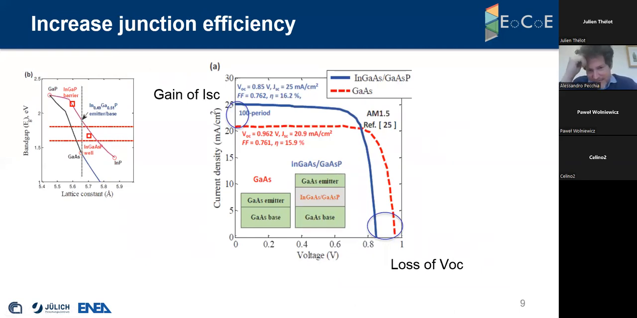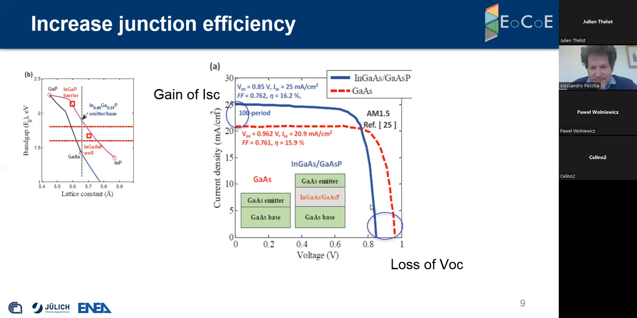So typically, if you manage to grow, this is an example of what happens for a 100 period of this strain balance, indium gallium arsenide, gallium arsenide phosphide, multi-quantum well, and this is compared to the original junction, and you see that indeed you extract a bit more current because you are able to absorb more photons. You lose typically a bit of VOC because the average, let's say, potential is a little bit lower.